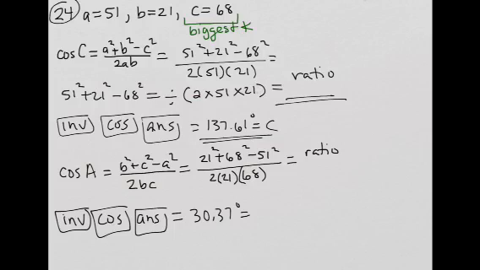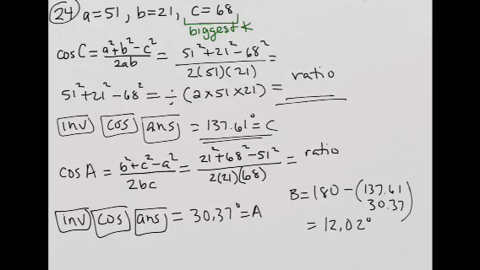So 30.37 for angle A. And for angle B, I would just simply do 180 minus the sum of 137.61 and 30.37, right? And so that's going to give you 1202. And that's the answer.